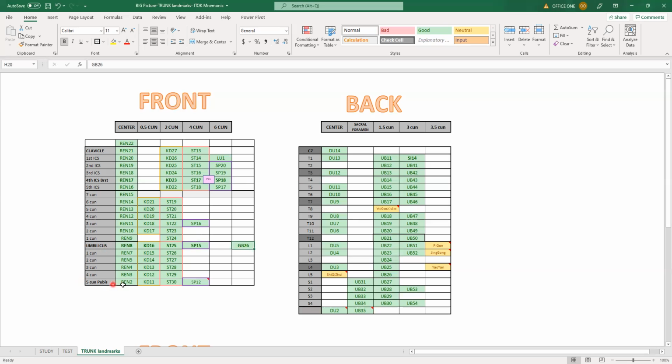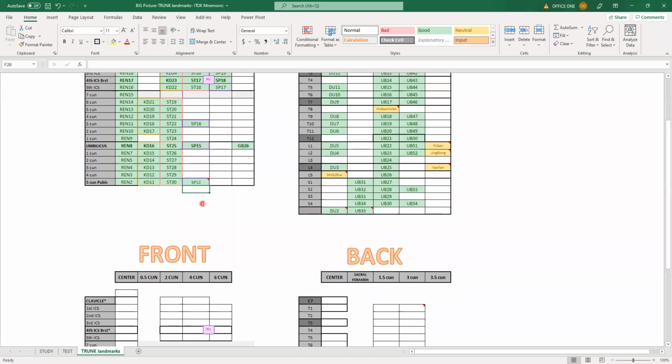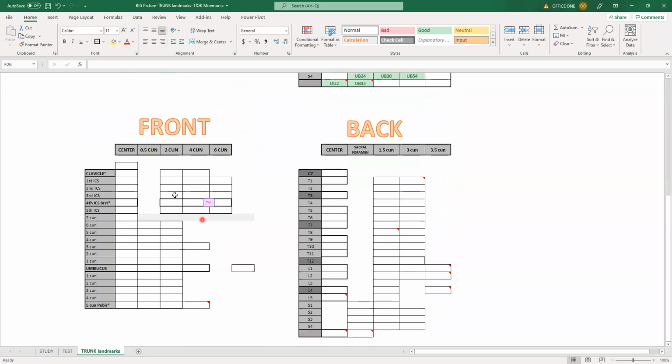And then the last line that you need to memorize is this one, the pubic line: REN 2, kidney 11, stomach 30, and spleen 12. Okay, so that's it for the front. So now let's do that one here. Let's complete the little game. So we're going to start again. Start with the tops, bottom and up, then follow the chi flow direction in the channel.